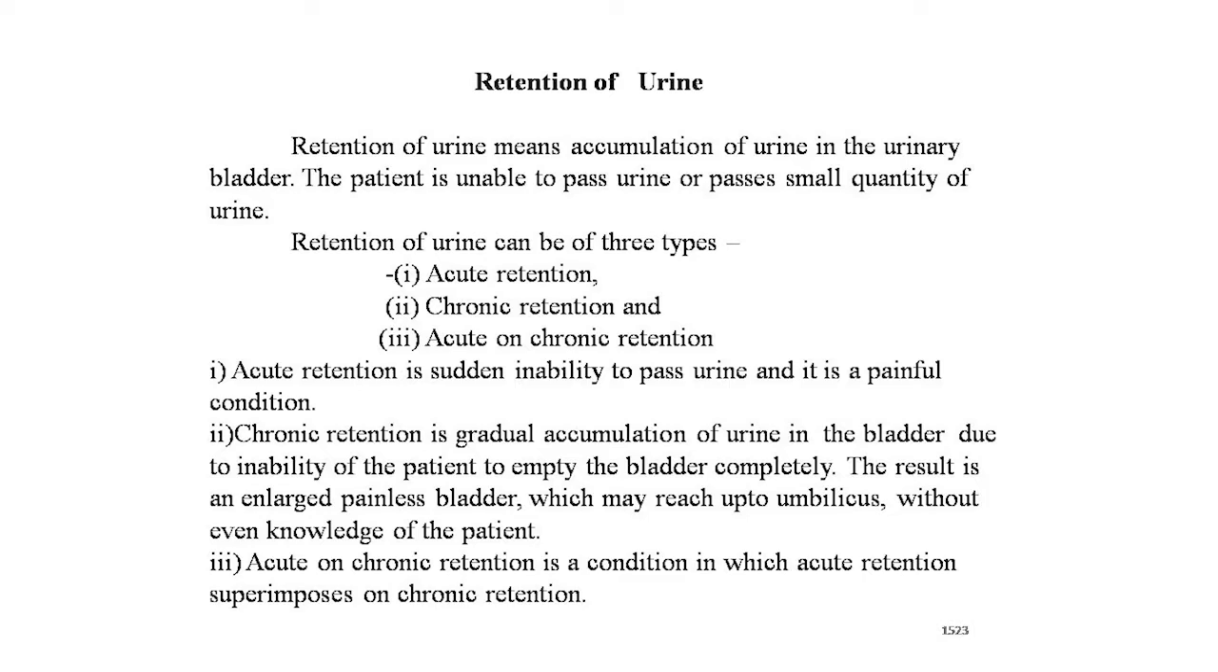Third is the acute on chronic retention, a condition in which acute retention superimposes on chronic retention. That means a patient who is already suffering from chronic retention and whose bladder is already half full suddenly becomes unable to pass urine at all, and the bladder becomes completely full with terrific pain.